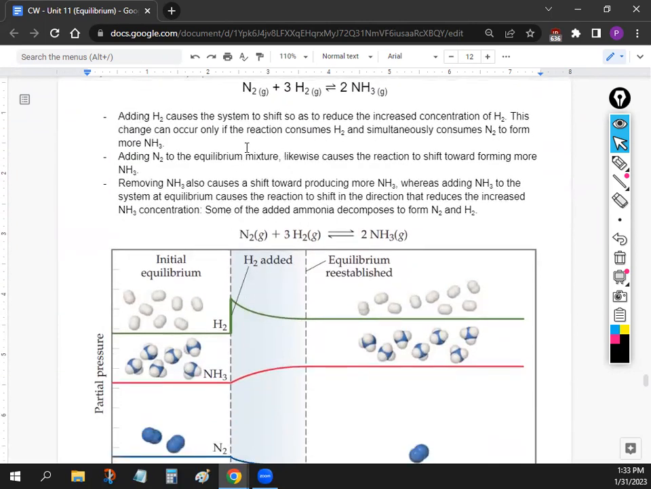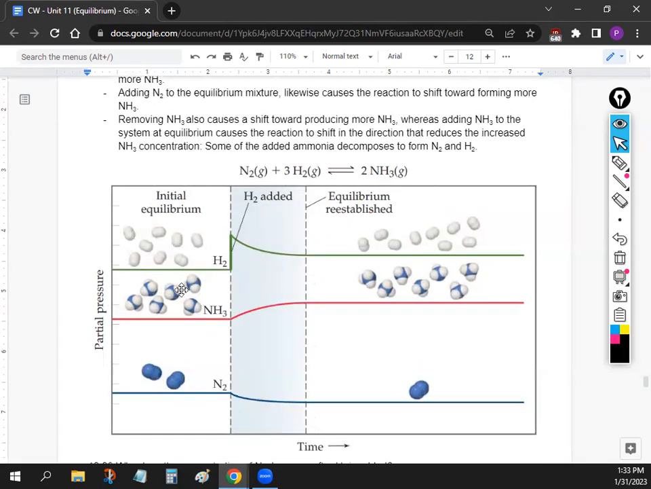So we got a little chart here for this reaction. These guys are at equilibrium. You got the equilibrium concentrations for your hydrogen, your ammonia, and your nitrogen. We're going to assume up until this point, it is all at equilibrium. It's at the concentration that it wants to be. But then we add H2. If we add H2, what's going to happen? The concentration of H2 all of a sudden is going to spike.